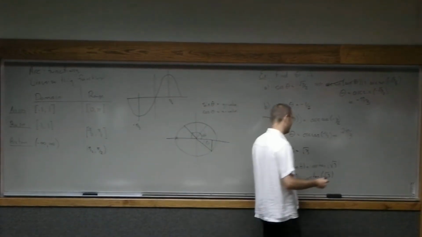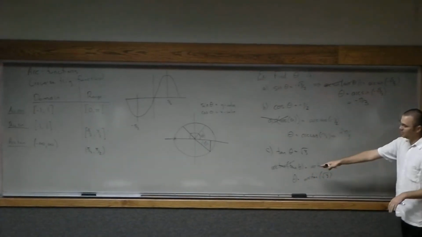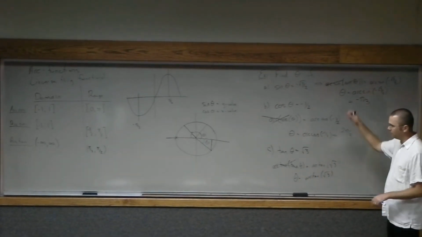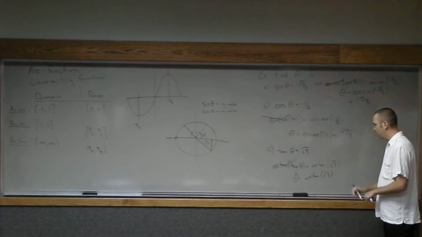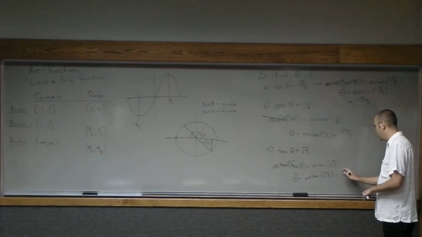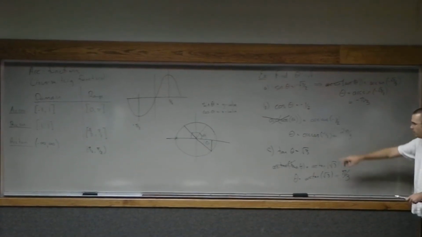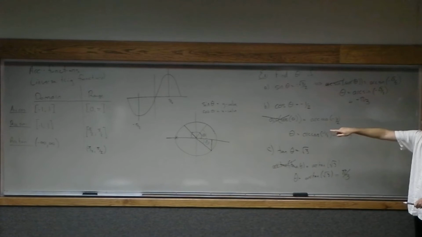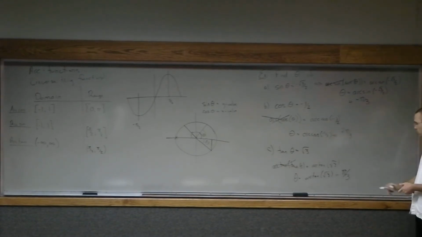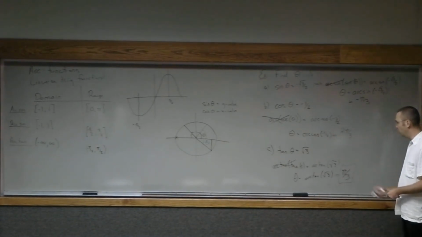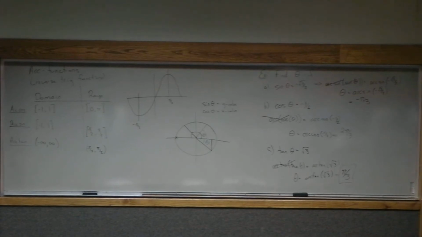Again, you know the values of sine and cosine, divide them to get the appropriate tangent value. In this case, we do get out an angle of pi over 3. Is this in the right range? Yeah, it's between minus pi over 2 and pi over 2. So it's in the right range. That's the one that we want.